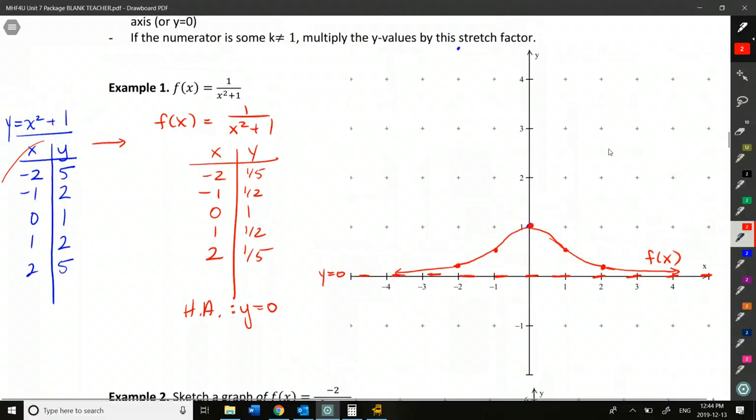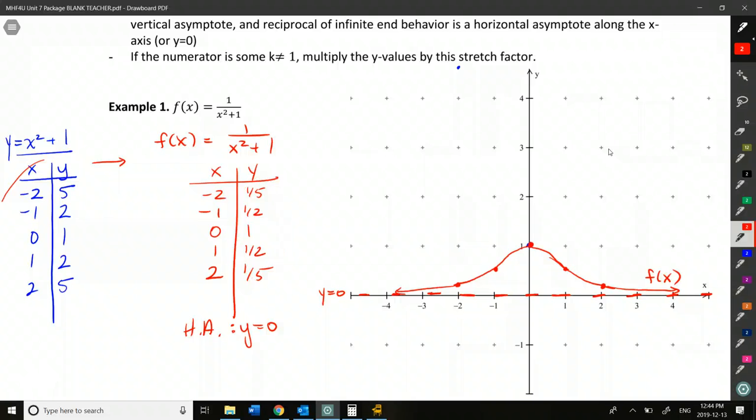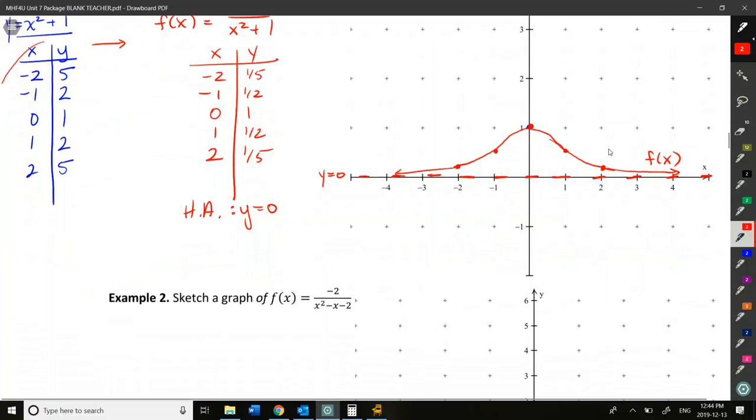Okay, now if I had a number other than 1 up here, I would have also taken these reciprocaled y values and multiplied them by that number. But in this case, it's just 1, so if I multiply them by 1, they're unchanged. All right, let's take a look at another one.